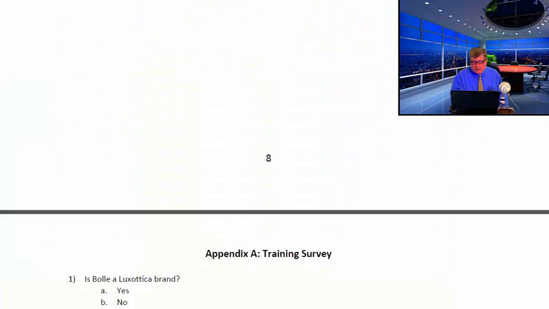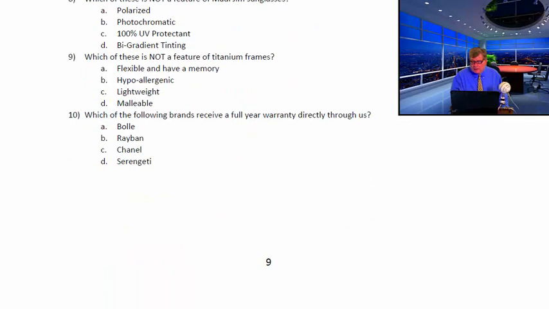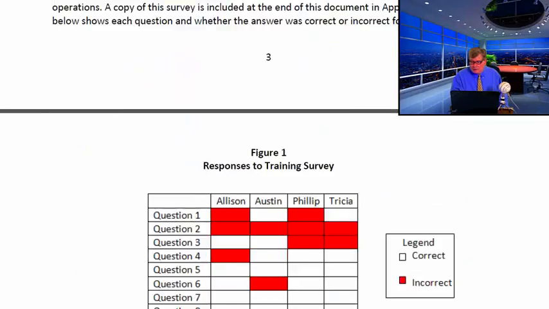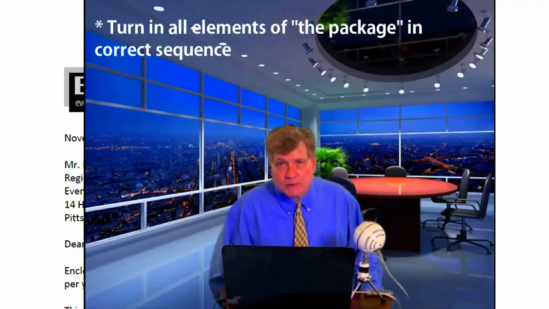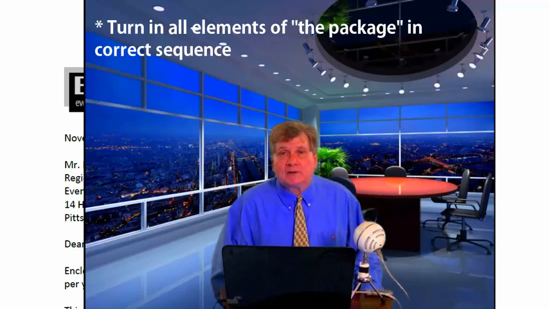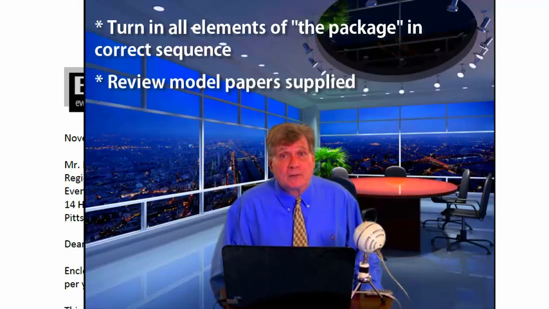And so after the appendices, which are numbered by Arabic numerals in sequence with the rest of the document, that concludes our review. So there you go, the research-based persuasive report. Make sure that you look at it as a package. Make sure that all elements of the package are there in the order that you have been shown. Do all those things, review the model papers supplied, and you're going to be in great shape.